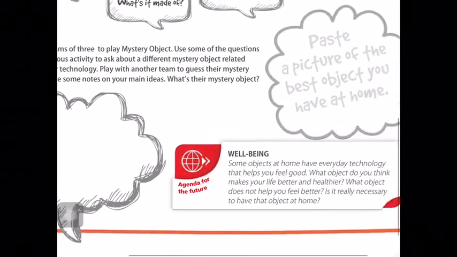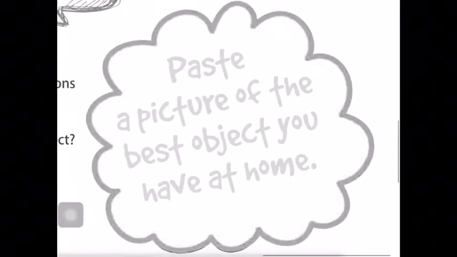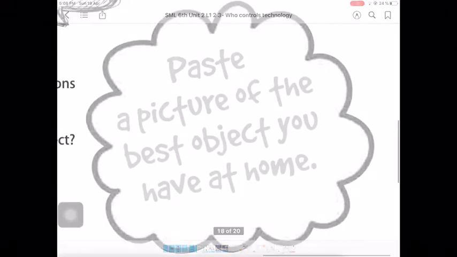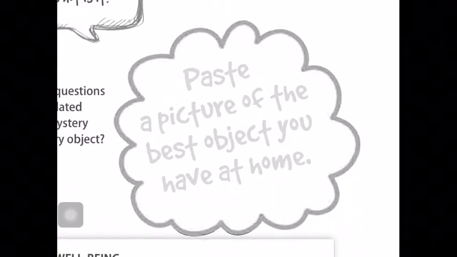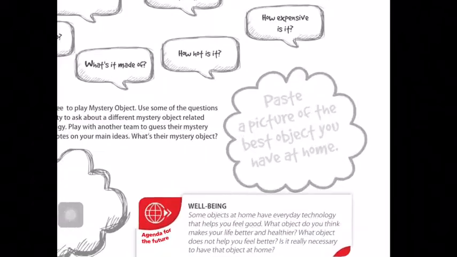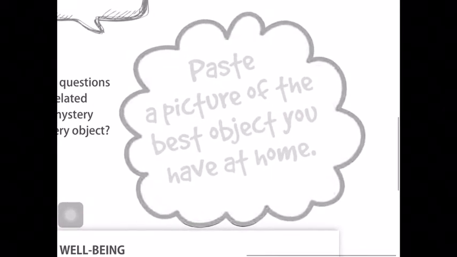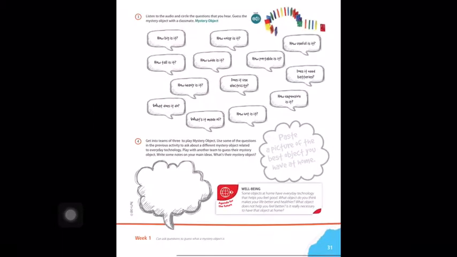Okay? Very good. And here you have to paste a picture of the best object you have at home. If you don't have pictures, you can just draw. You can draw the best object you have at home. If you consider that your iPad, your cell phone, your computer is the best object that you have in your house, you just draw it here. Okay. Thank you very much.